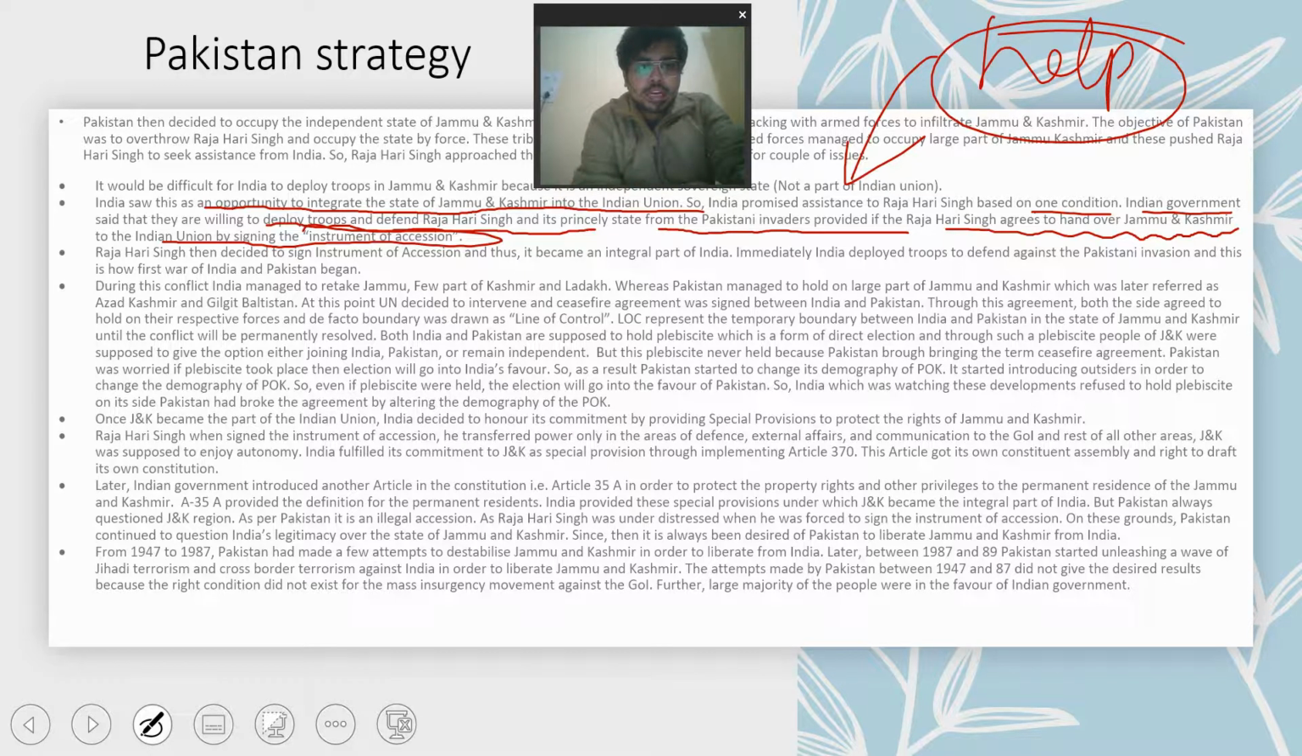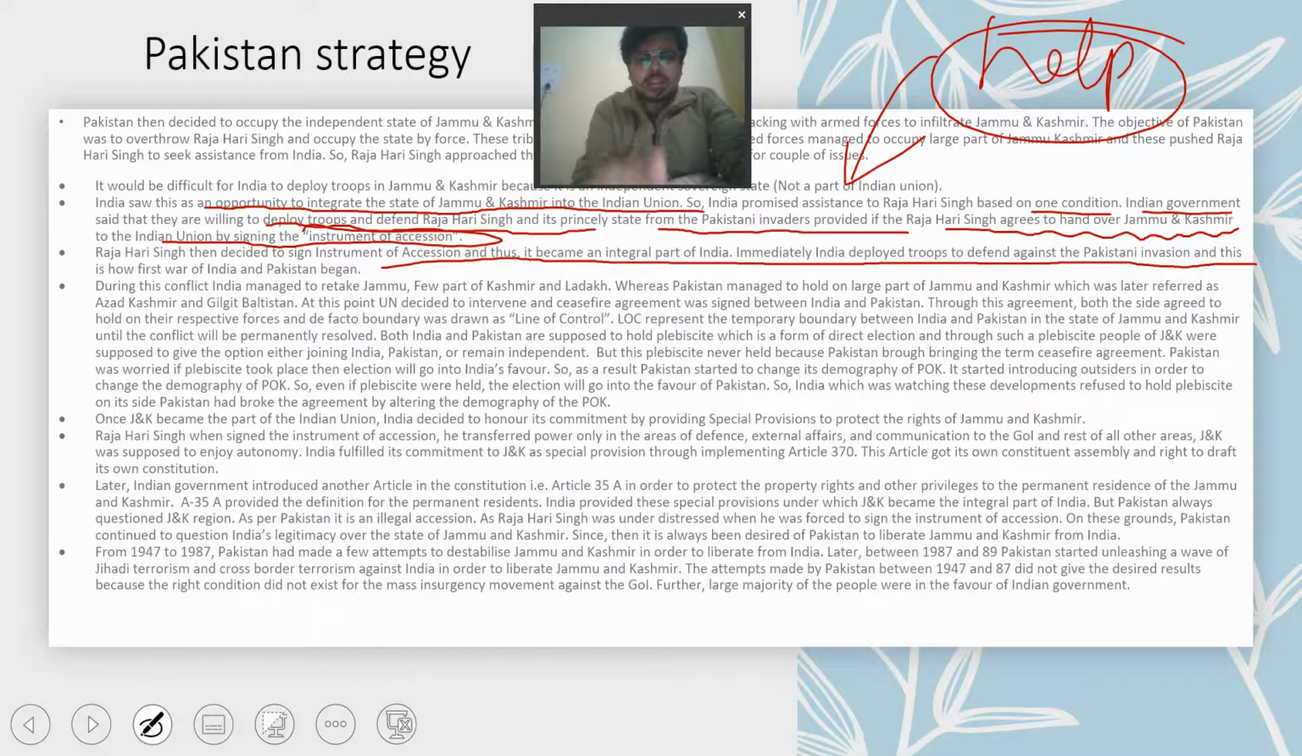So Raja Hari Singh decided to sign the instrument of accession, and thus it became an integral part of India. And immediately India deployed troops to defend against the Pakistan invasion, and this is how the first war between India and Pakistan began. Okay, during this conflict, a large part was also taken by the Pakistan side, and the region of Jammu and Kashmir occupied by Pakistan has been named Azad Kashmir by the Pakistan side.